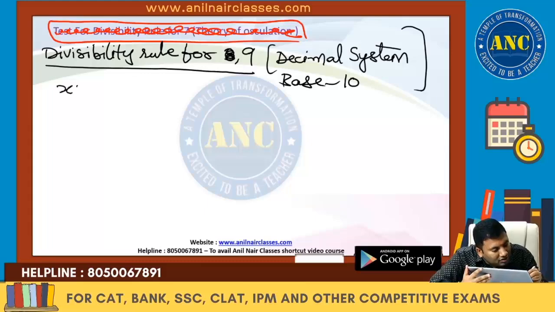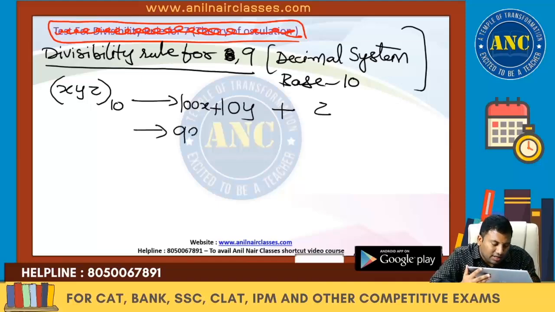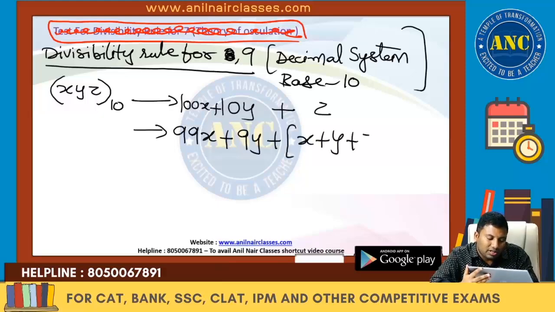Suppose I take a 3-digit number XYZ in the decimal system, base 10. Z is in the units place, Y is in the tens place, and X is in the hundreds place. So the number is 100x plus 10y plus z. This can be written as 99x plus 9y plus x plus y plus z.